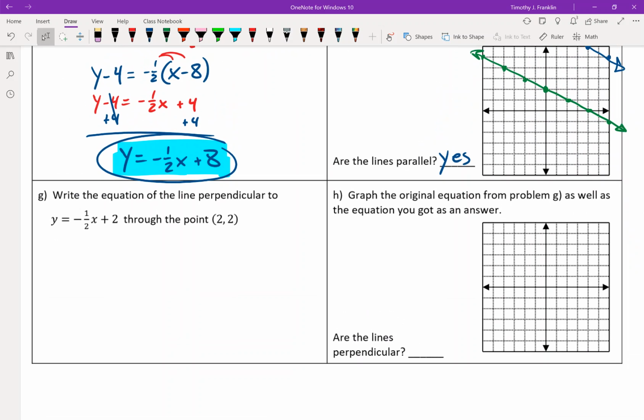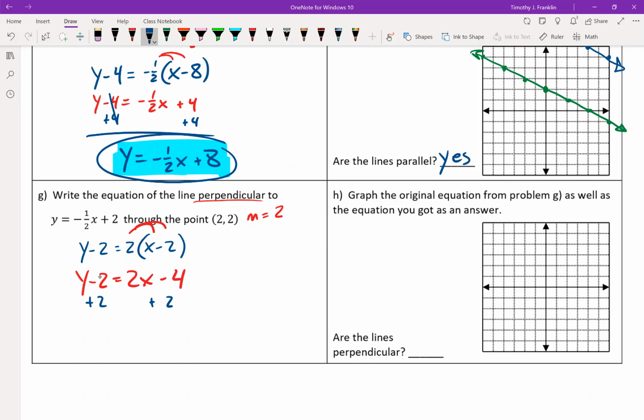Okay, last one. Write the equation of the line perpendicular to y equals negative 1/2 x plus 2 through the point 2, 2. So perpendicular, we're going to take that slope and flip it. So negative 1/2 becomes positive 2 over 1, or positive 2. So point slope form: y minus the y value here, 2, equals 2, the slope, times x minus 2 again. A lot of 2's in this problem. Distribute the 2. So y minus 2 equals 2x minus 4. We'll add 2 to both sides for a final equation of y equals 2x minus 2.